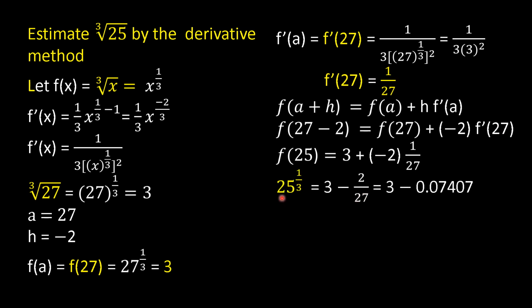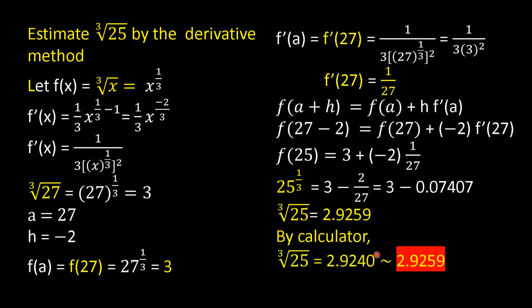So 25 to the power 1/3 will be 3 minus 2 divided by 27, which will be 3 minus 0.07407, which is the value of 2 divided by 27. So 25 to the power 1/3 will be 2.9259. By calculator, we get the value as 2.9240, which is approximately equal to 2.9259.